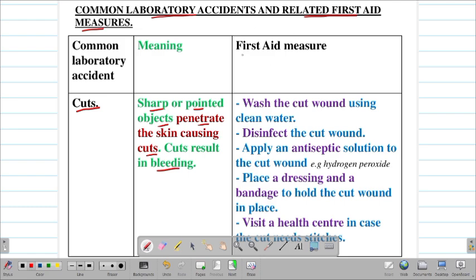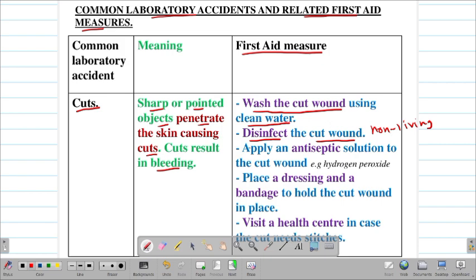Now, what are some of the first aid measures that we are supposed to take in case of a cut in the laboratory? One is that we are supposed to wash the cut wound using clean water, of course, free from infections. The second first aid measure is that we are supposed to disinfect the cut wound. Remember, whenever we talk of disinfectants, these are used on non-living surfaces, for example, the lab benches where we want to perform our practical.